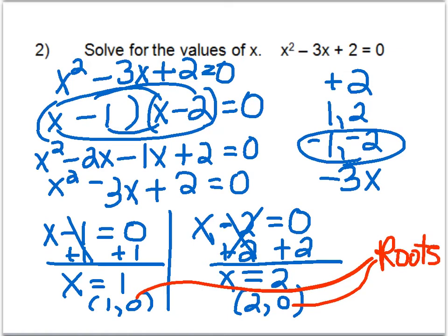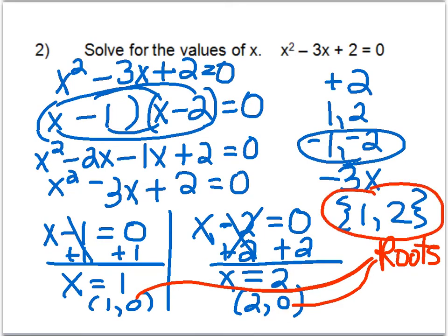And the solution set is when we use the special brackets, the squiggly brackets, we would have 1, comma 2, and that's just another way to write it. That's the solution set.